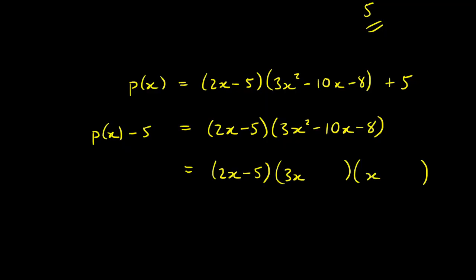And then what we want is two numbers that are going to multiply together to give negative 8. So one's going to be positive, one's going to be negative. We know that for sure. And it's got to combine in such a way that we get negative 10x.